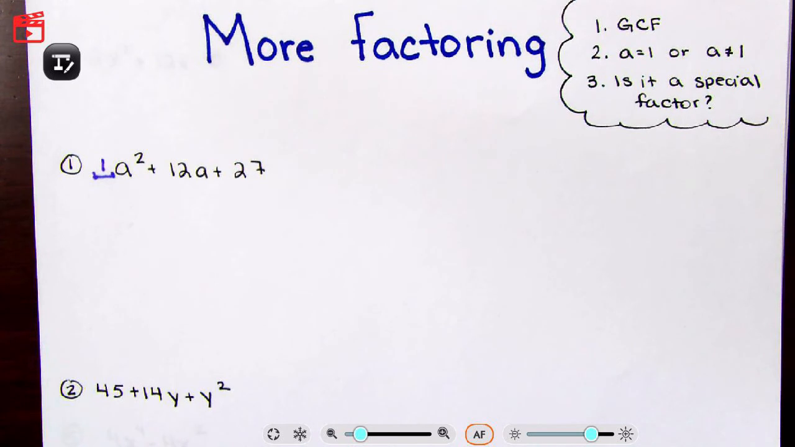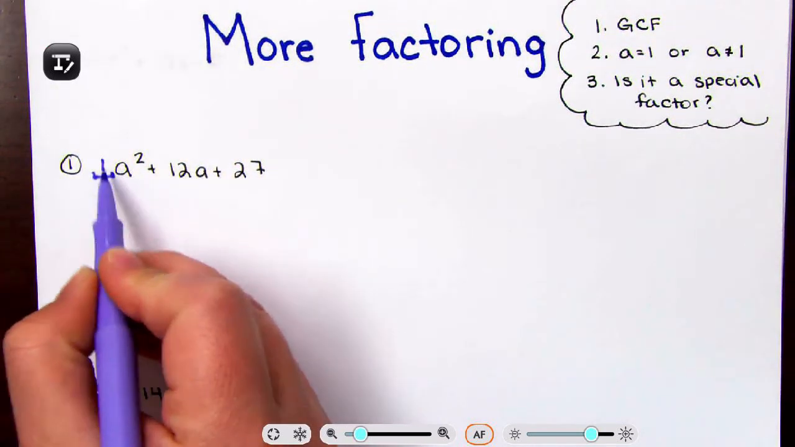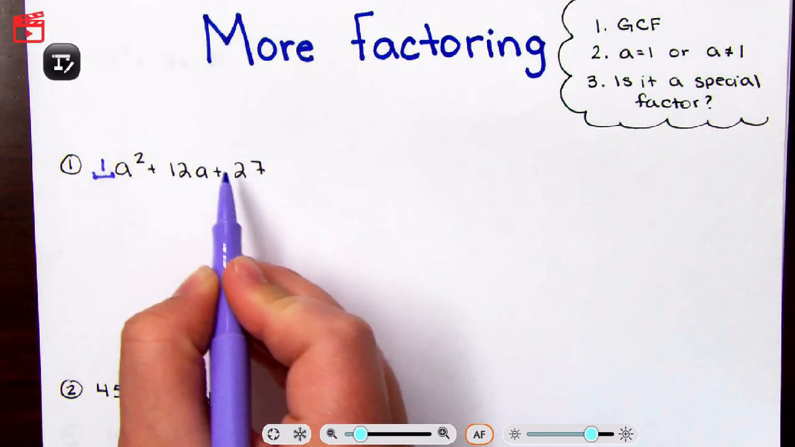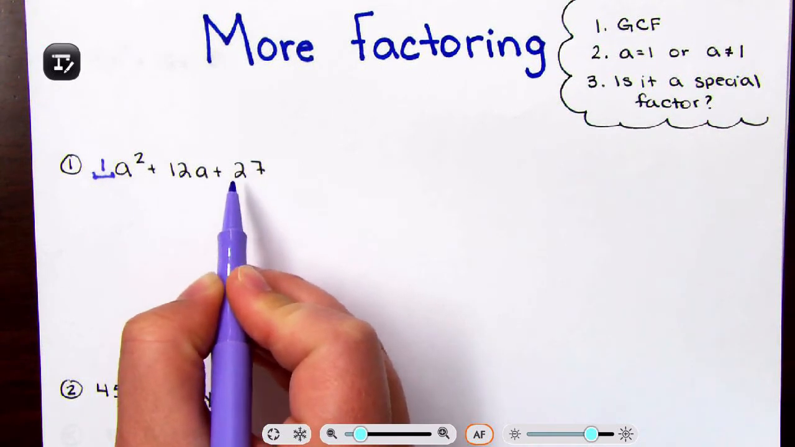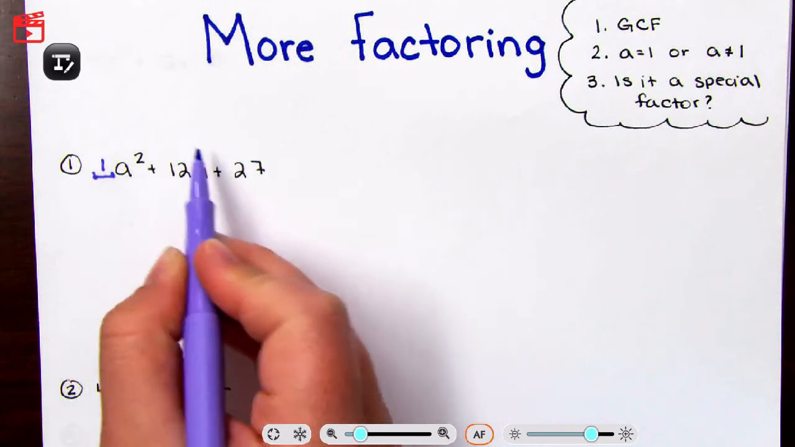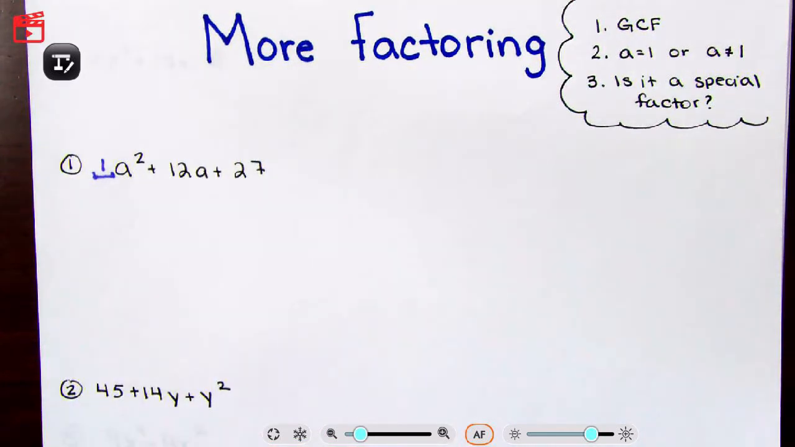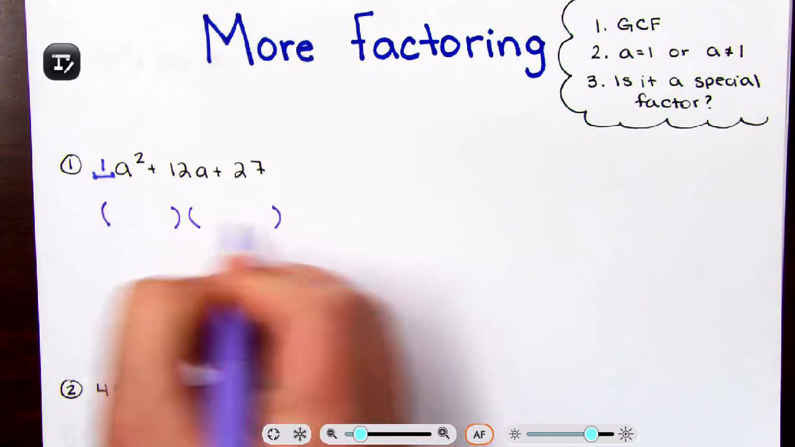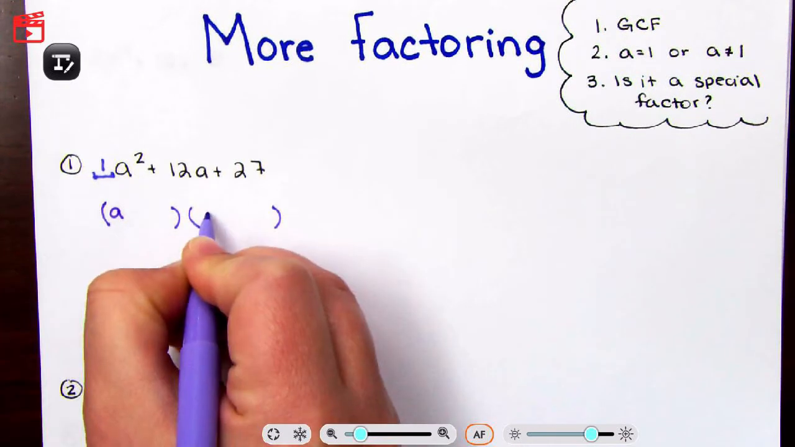Is it a special factor? Now, special factors mean, is this a perfect square? Is the last term a perfect square? If it is, and we have special b term here, then we can factor it a different way. Since it isn't, we're going to use the guess and check method. Guess and check method says I'm going to have two things. We have a squared, so we're going to write an a and an a here.